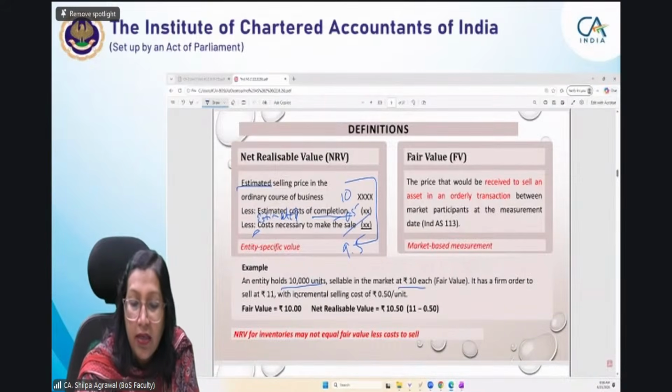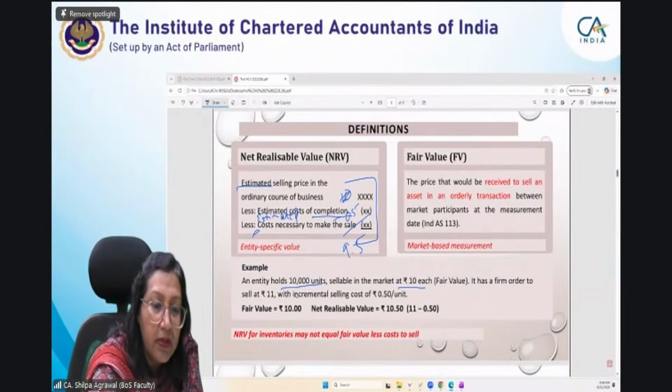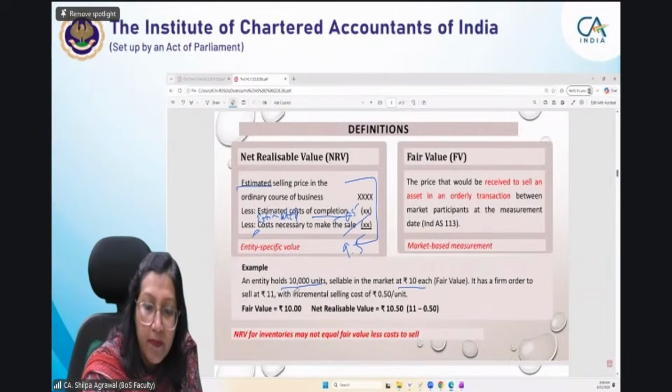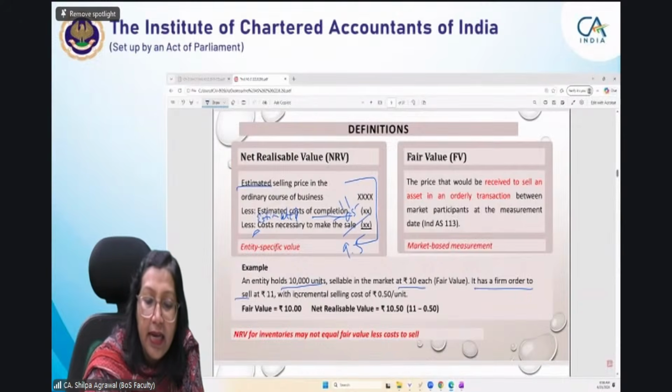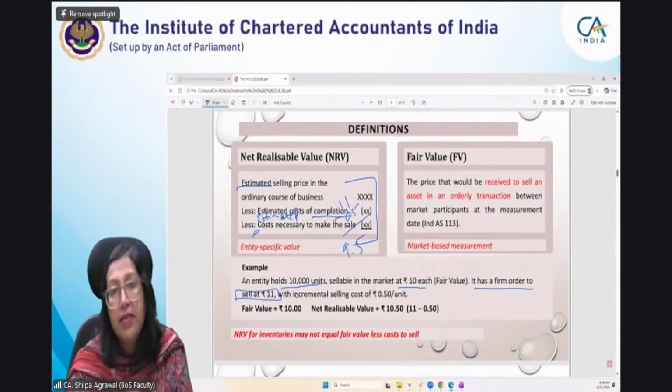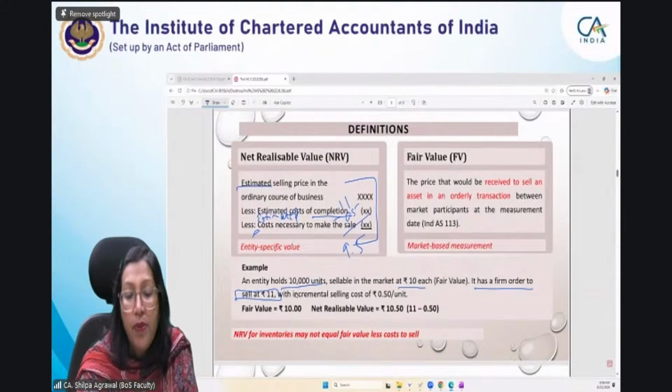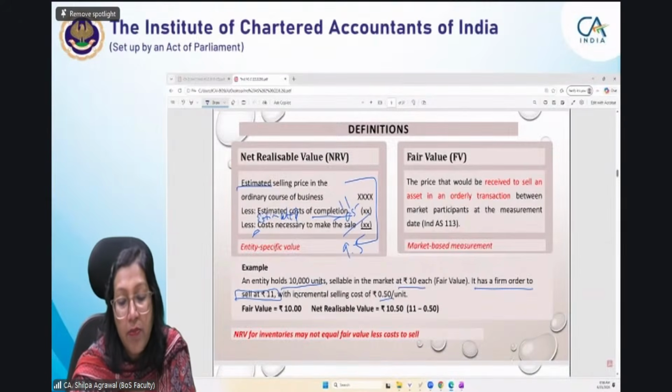Sorry, it is not 10. Just a minute. It is 11, which is mentioned here. It is a firm order to sell at 11 rupees. So the estimated selling price is 11 rupees, and 11 rupees less the incremental selling cost of 0.5, your NRV becomes 10.5.